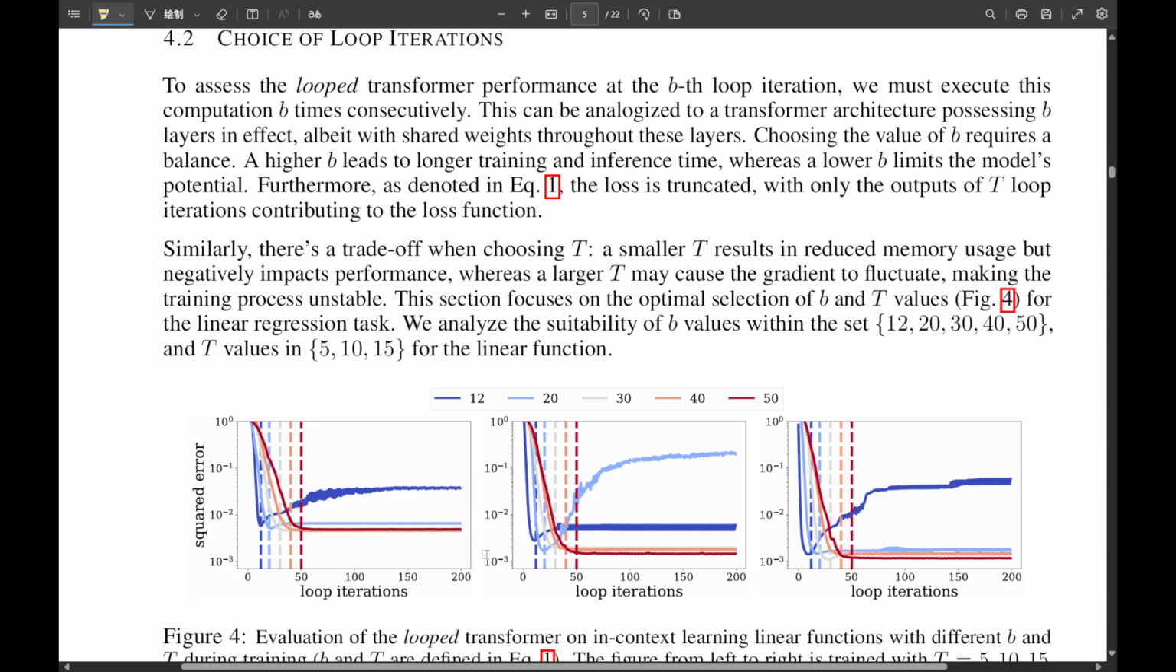Okay, so there's a trade-off then. More loops, B, might mean better convergence, but longer training and inference. And a bigger window, T, might help performance, but cost more memory or cause instability. Exactly. You have to find a sweet spot. For linear regression, they found something like B=20 and T=15 worked well. Interestingly, they also found that sometimes gradually increasing B during training, sort of like giving it a kickstart, could lead to even better results, especially for harder tasks like decision trees.